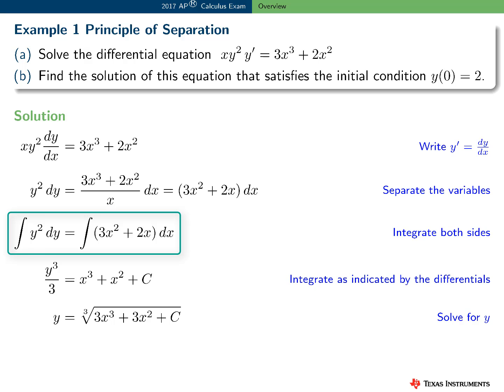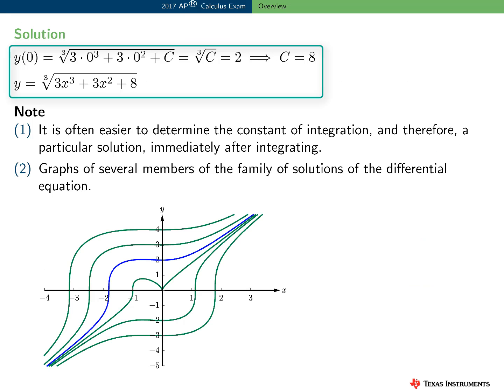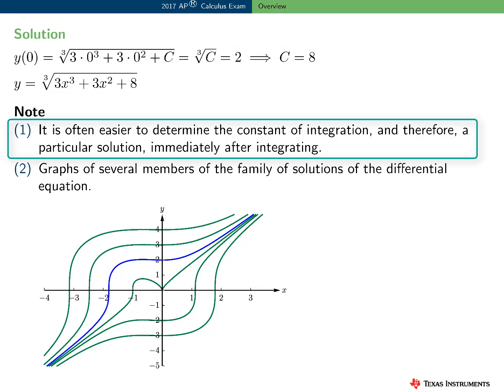And here I used basic anti-differentiation rules. Note that I could have used a constant c1 on the left and another constant c2 on the right, but then we could combine them by simply writing c is equal to c2 minus c1. And finally, solve this expression explicitly for y. To find the particular solution, we let x equals 0 in the general solution, and we solve this equation for c. And here's the solution to this initial value problem.